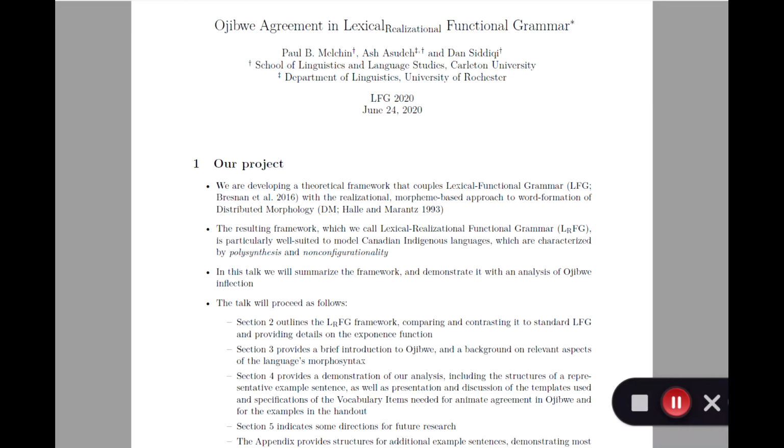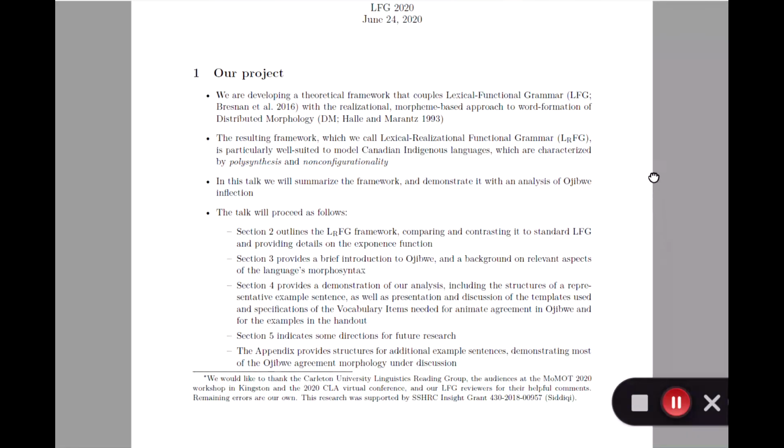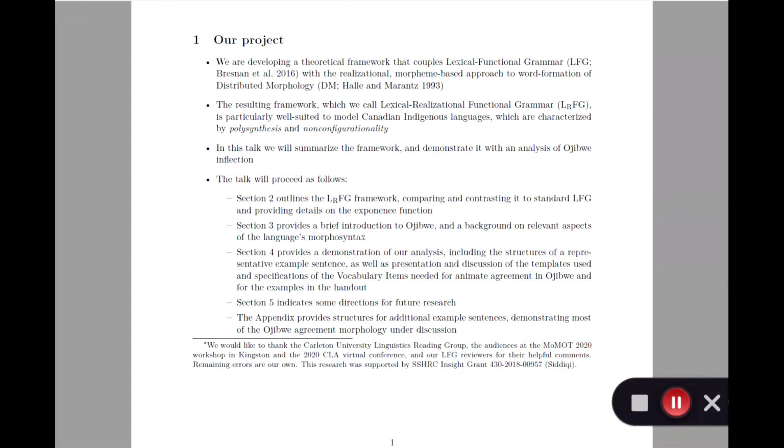Hi, my name is Paul Melchin, and I'm presenting work by myself, Asudeh, and Dan Siddiqui on Ojibwe agreement in lexical realizational functional grammar. This is part of a project where we're developing a theoretical framework that combines features of lexical functional grammar with the approach to word formation in distributed morphology, or DM. The resulting framework we refer to as lexical realizational functional grammar, or LRFG.